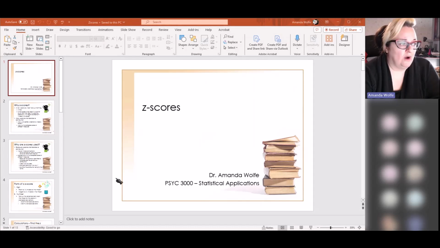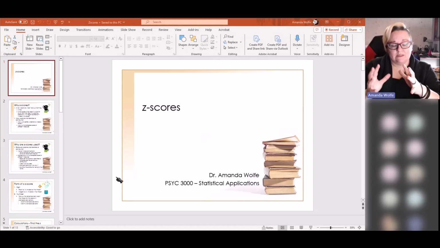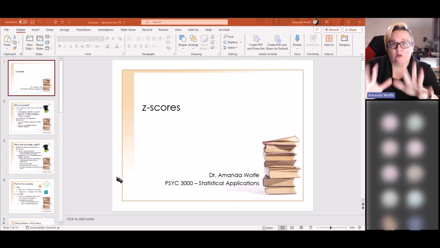Let's talk about why we even need this statistic, okay? You've all had this experience in your life because all of you have been through K through 12 schooling, or I assume, I'm making an assumption here, at some point in the United States. And we do a lot of standardized testing.